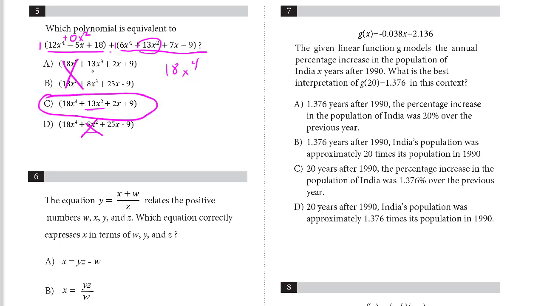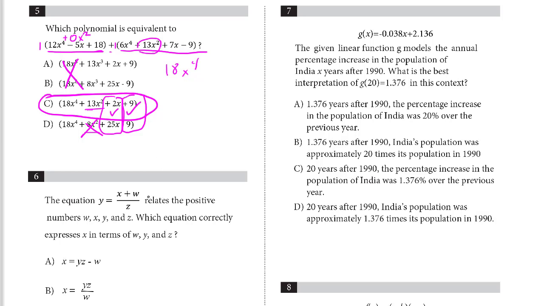We can double check that with the x terms and the numerical terms, which, by the way, we note are different as well. 2x or 25x. It's minus 5x plus 7x is 2x. So yeah, that checks for C. And 18 plus minus 9 is plus 9, not minus 9. That checks for C as well.